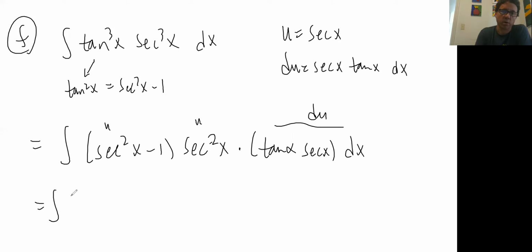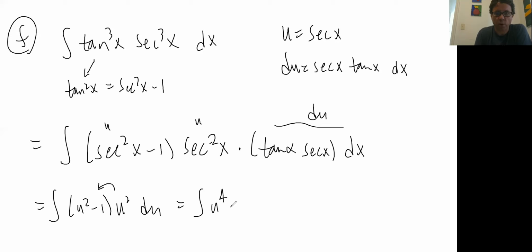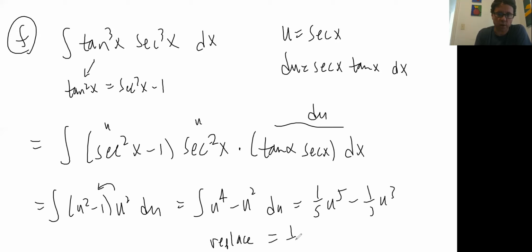So you'll end up with the integral of u squared minus 1 times u squared du. Distribute: u to the 4th minus u squared. Take the antiderivative as 1/5 u to the 5th, 1/3 u to the 3rd, and then replace. And you get 1/5 secant to the 5th minus 1/3 secant cubed. Now we can add a plus C. So it all comes from looking at that table and which things are even and which things are odd.